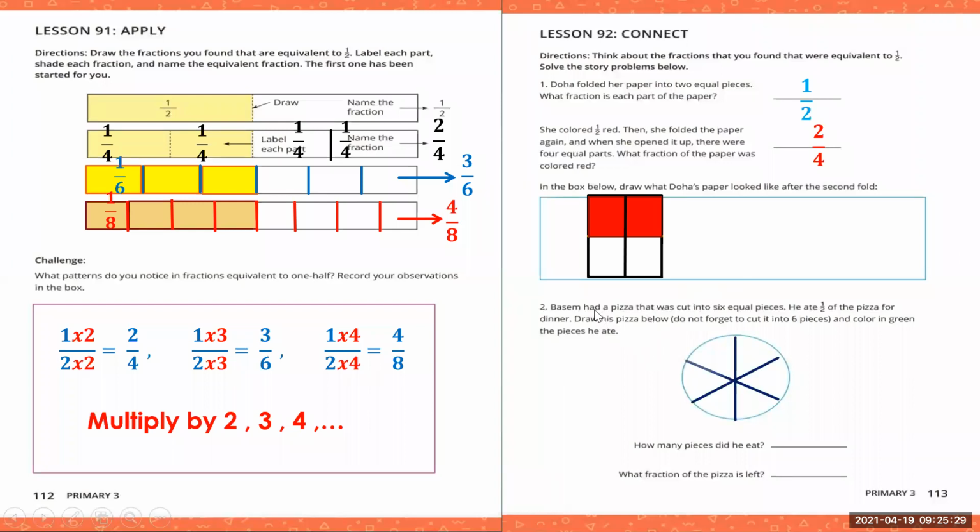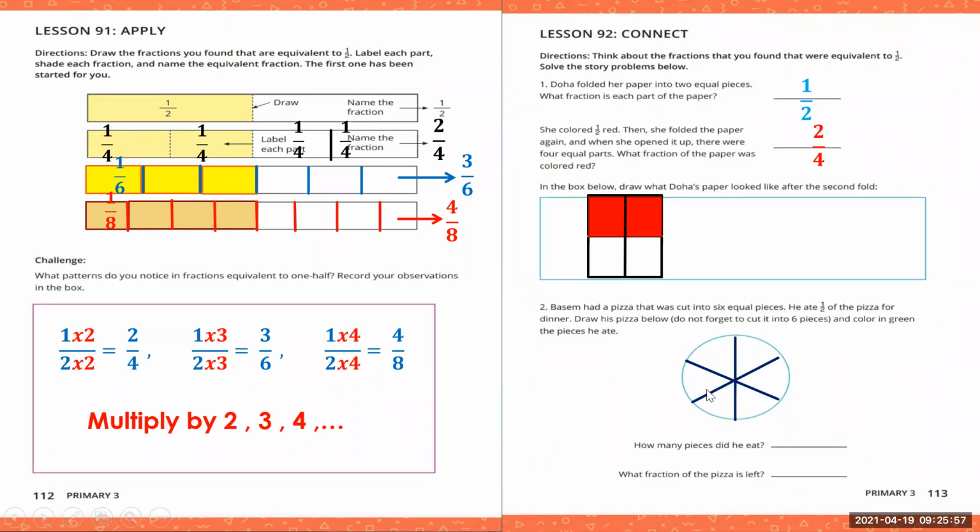Now let's move to question number 2. Basim had a pizza that was cut into 6 equal pieces. He ate half of it. Now I have 6 equal parts. He ate half. Half of 6 equals what? Half of 6. 3. Great, Yadareen. Great. Half of 6 equals 3.